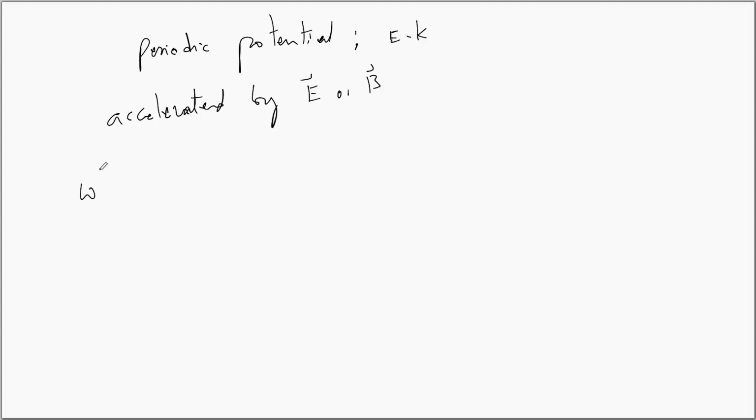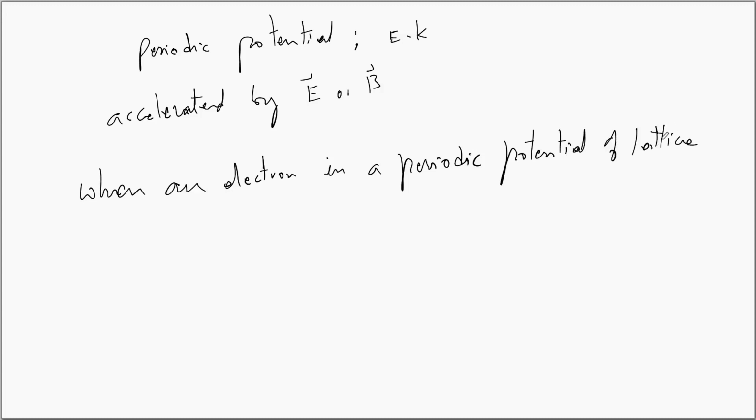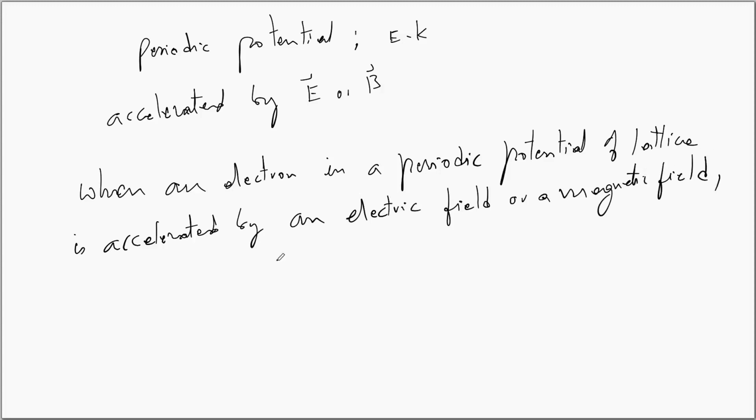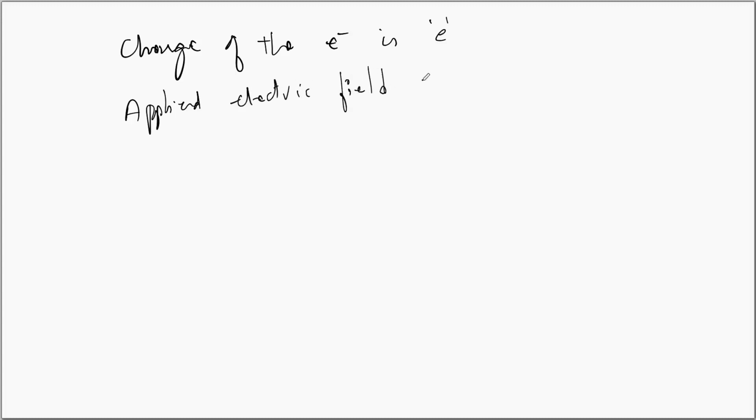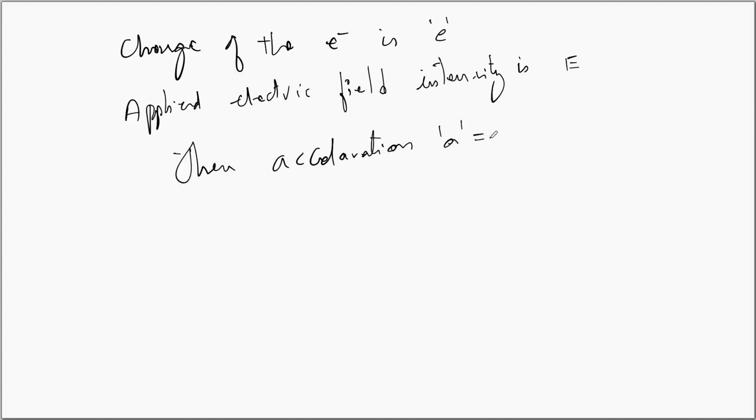When an electron in a periodic potential of lattice is accelerated by an electric field or magnetic field, then the mass of the electron is called effective mass. Effective mass is denoted with m star. Since the charge of the electron is e, small e, suppose the applied electric field intensity is capital E, then the acceleration is given by a is equal to minus e capital E upon m star.